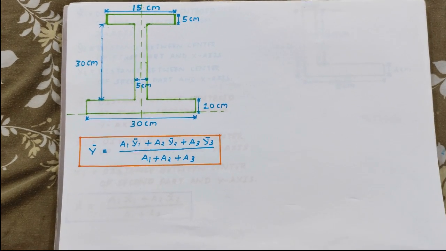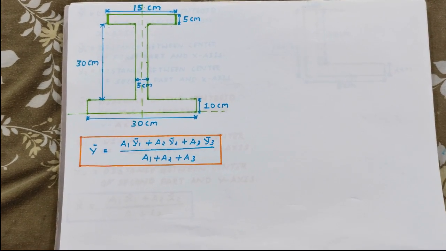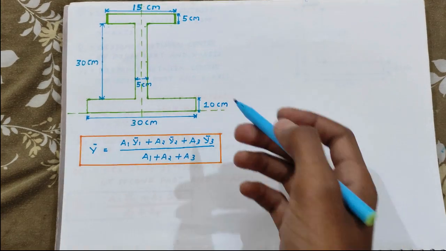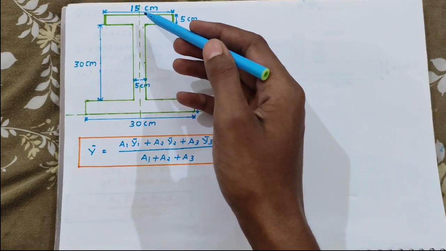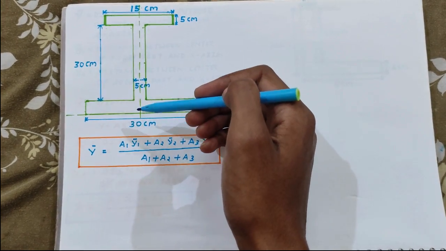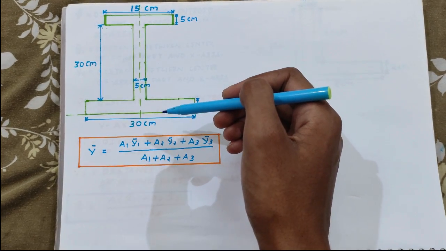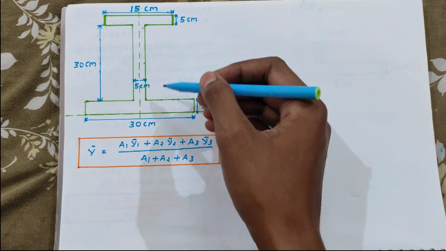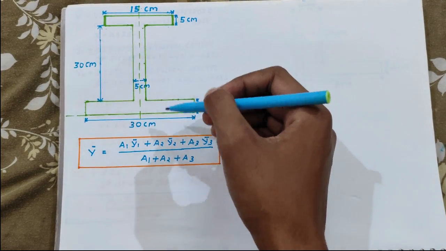Now this is our second question. For the I section we have to find the centroid. The procedure is the same for this question also. It is also symmetrical about the y-axis. So we have to only calculate our centroid from this x-axis. That this is our x-axis.